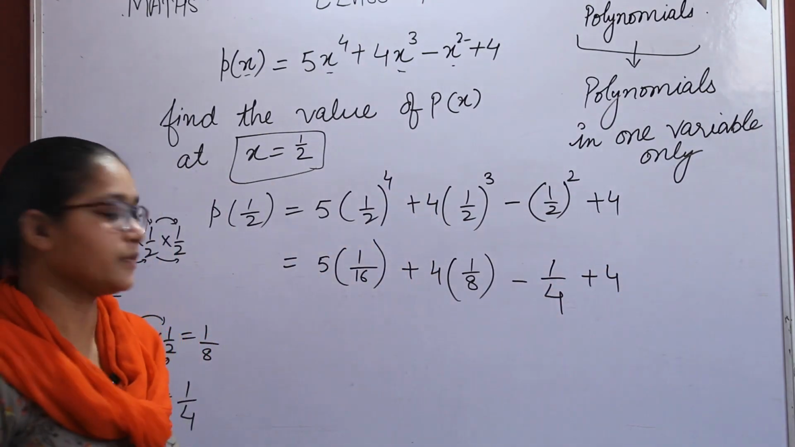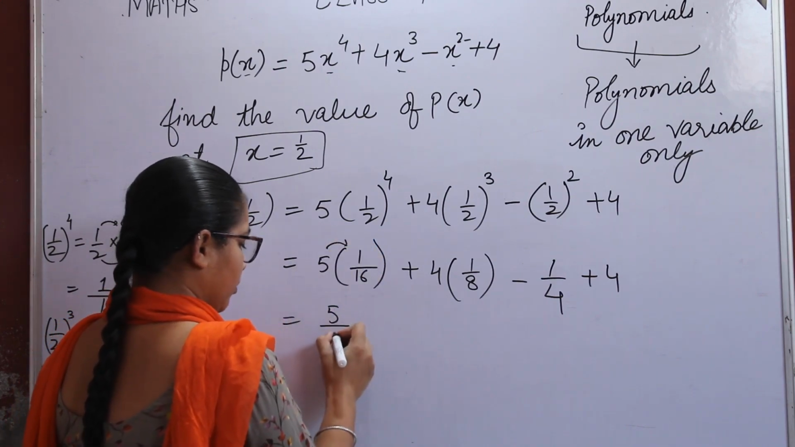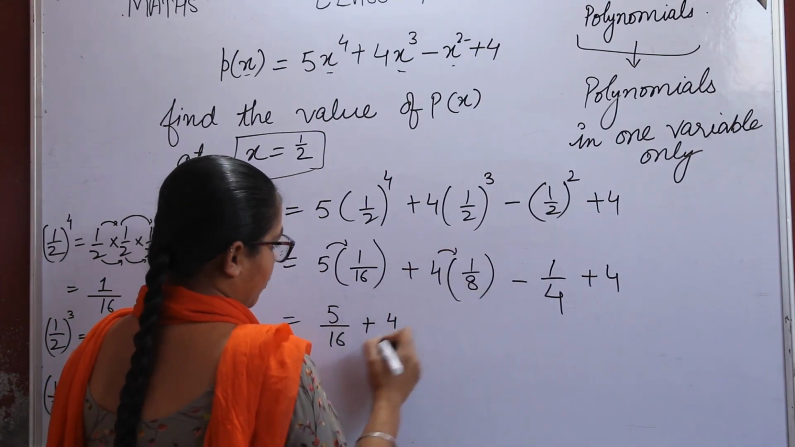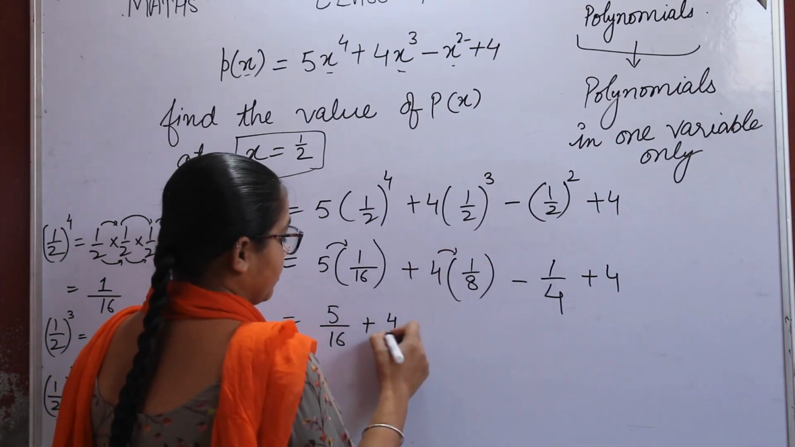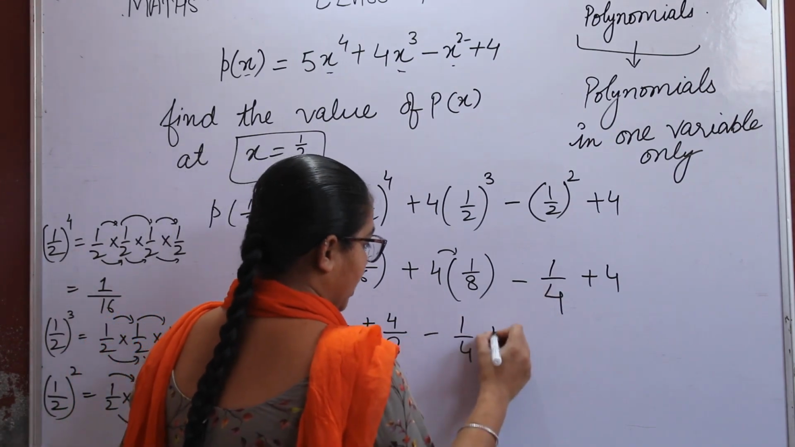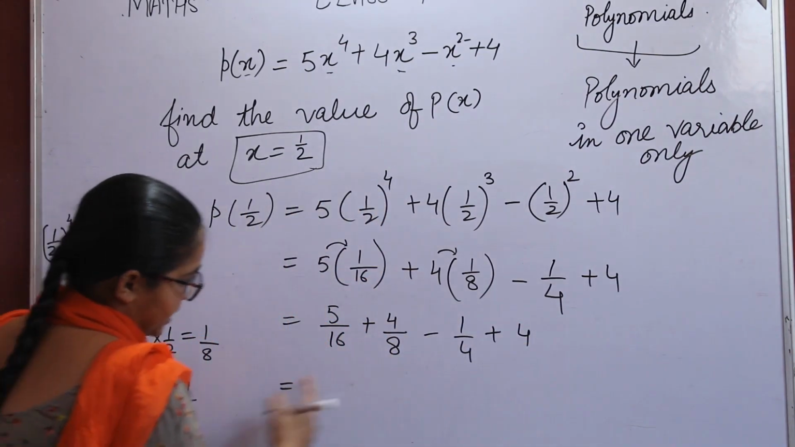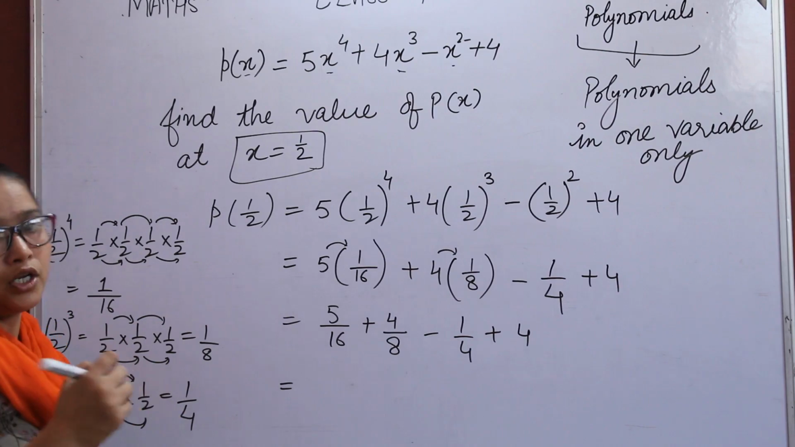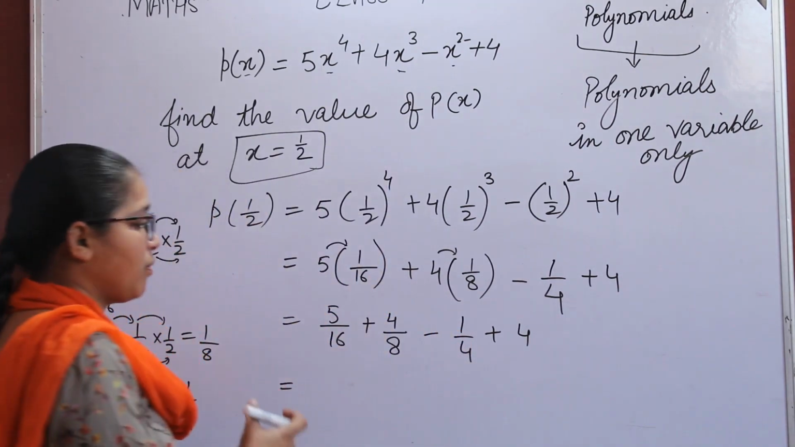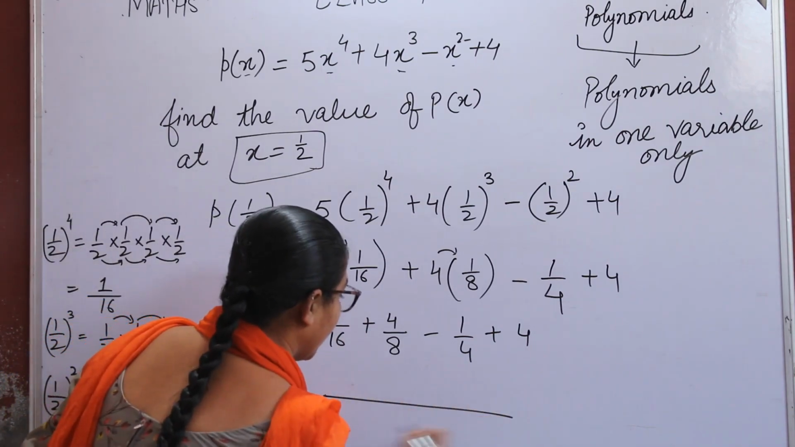Clear? Now solve it. 5 ones are 5 over 16 plus 4 ones are 4. You can cancel if you want. 4 over 8 minus 1 over 4 plus 4. Okay, now you can take LCM, or you can do whatever way you want to do. You can take LCM, you can cancel the items. Okay, so I am taking LCM over here.